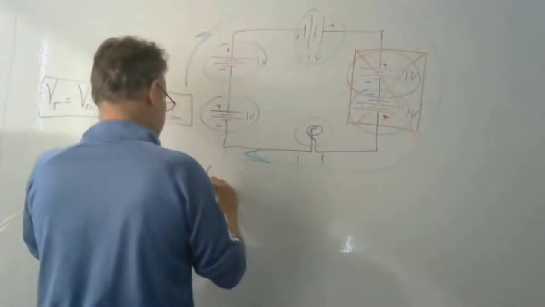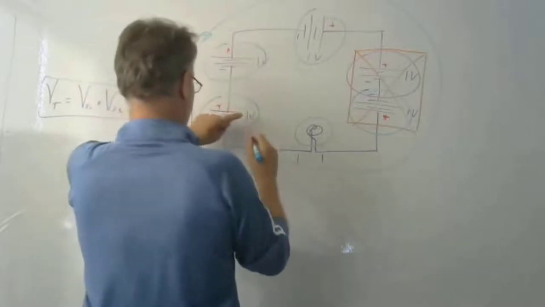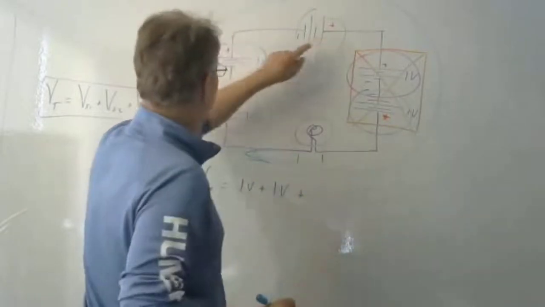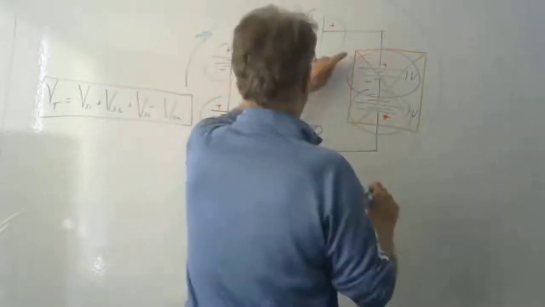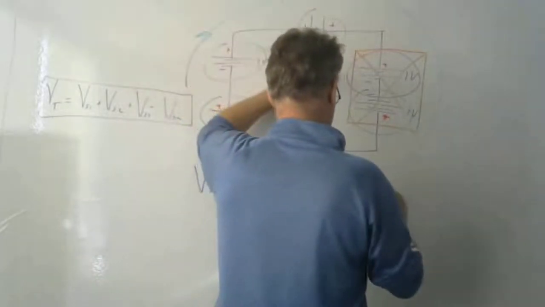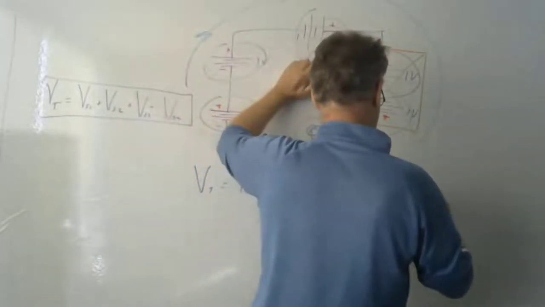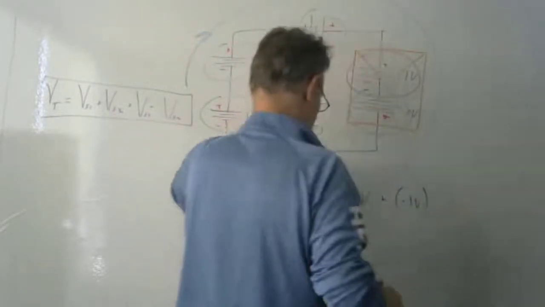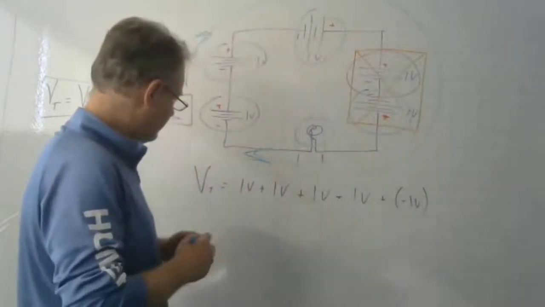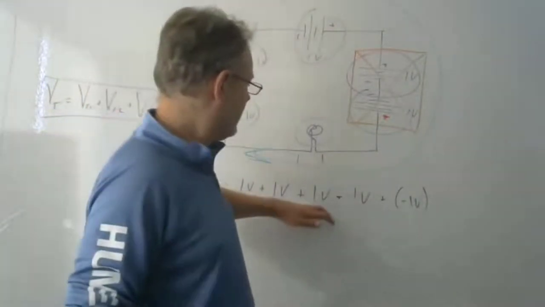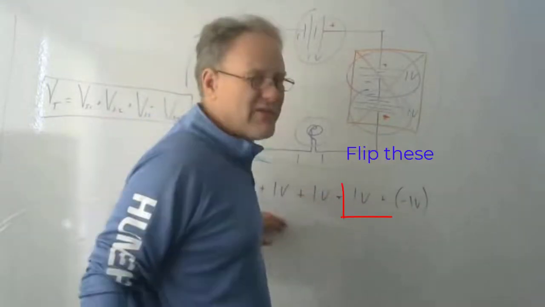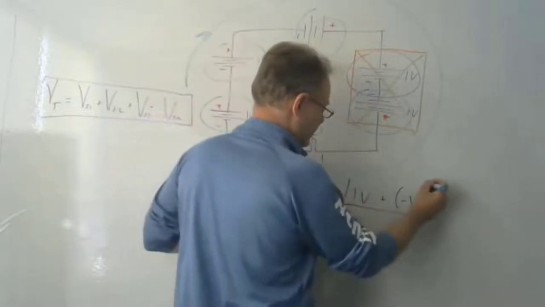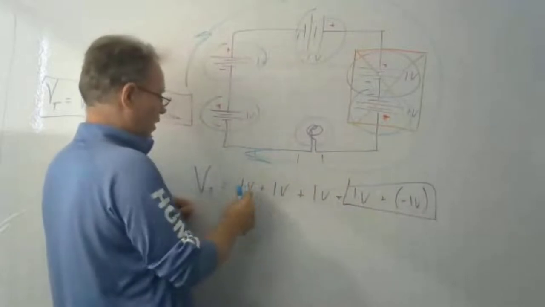Okay. V total equals, this guy is 1 volt plus 1 volt plus 1 volt. Now, this guy is plus 1 volt. This guy is minus 1 volt. So 1 plus 1 plus 1 plus 1 minus 1 is 3. It's not 4, right? Because essentially these two just go bye-bye. So I got 1, 2, 3.